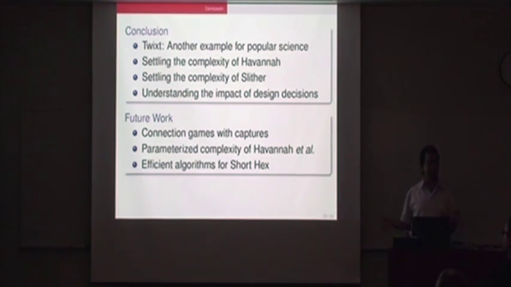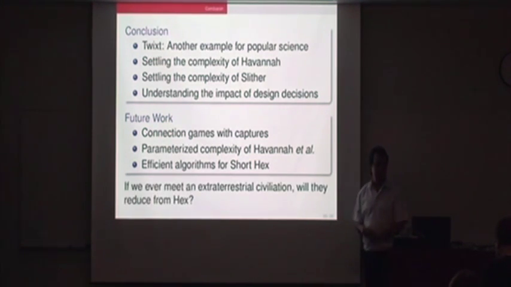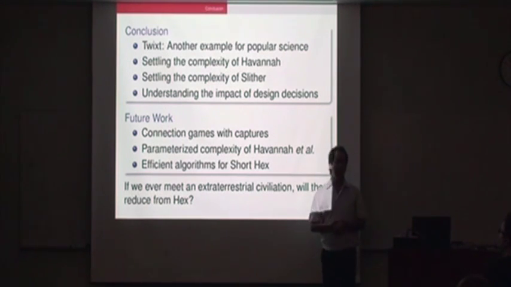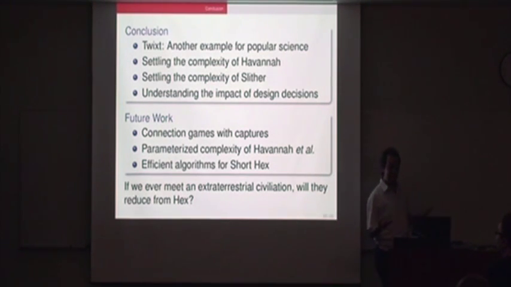Can these ideas be implemented into a practical algorithm for endgame solving in Hex? This is an interesting future work I think that we are starting to work on. And can these ideas be applied to Havannah and other games? That we don't know yet. So, as a last remark, I leave you to ask: if we ever meet an extraterrestrial civilization, will they reduce from Hex? Thank you.